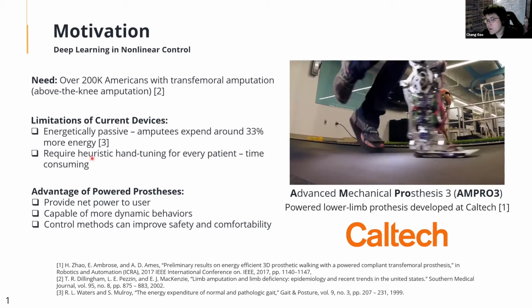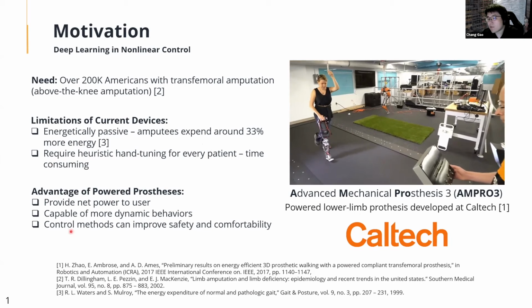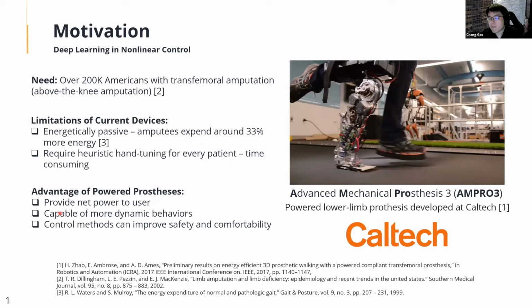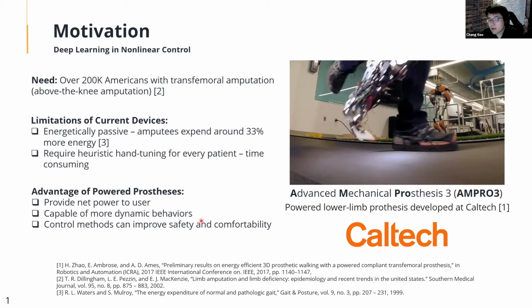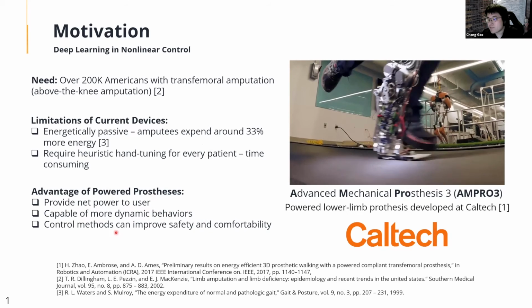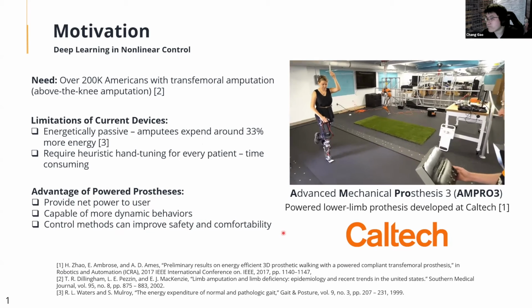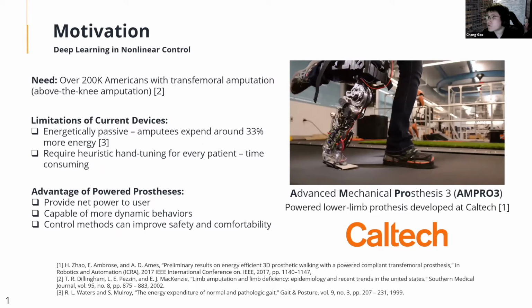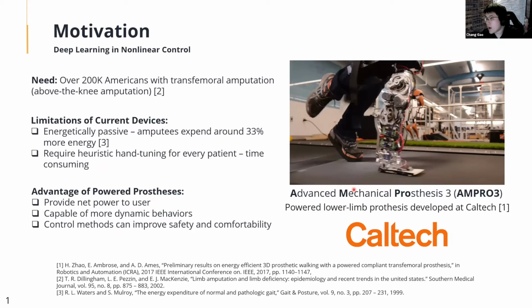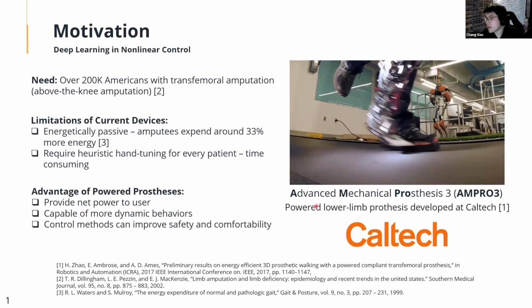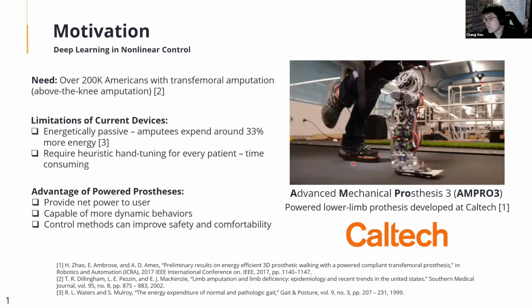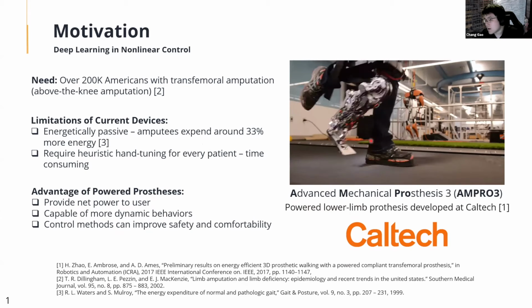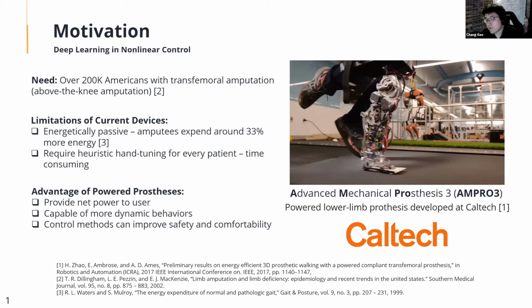It's very time consuming. So the advantage of using a powered prosthesis is that they provide net power to the user, and they are capable of more dynamic behaviors. Moreover, the control method can improve safety and comfortability. This video shows a powered prosthesis called Advanced Mechanical Prosthesis 3, or AMPRO 3, developed at Caltech. The video shows a subject wearing the prosthesis walking on a treadmill.